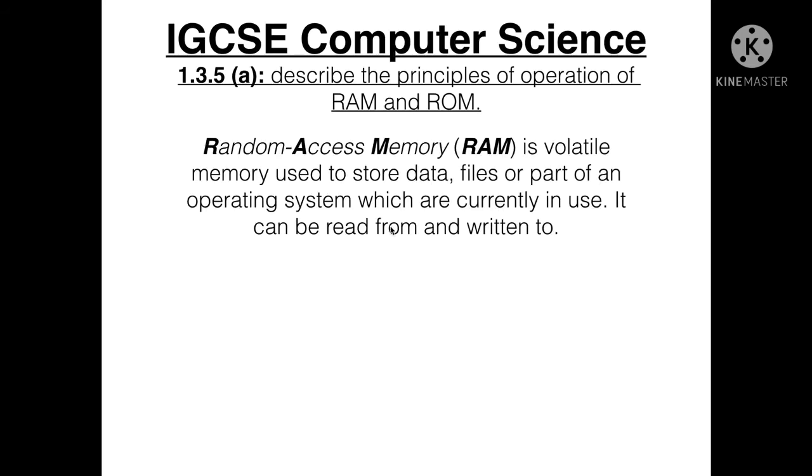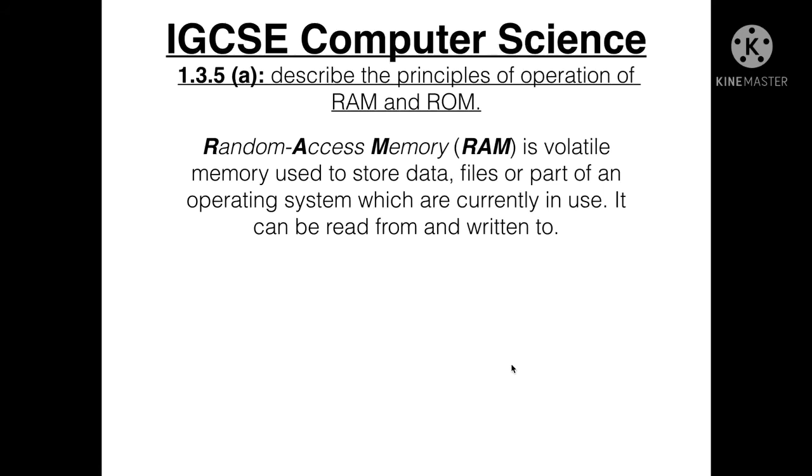So let's start with RAM. Random access memory is volatile memory used to store data files or part of an operating system which are currently in use. It can be read from and written to. So it's important here, currently in use. So data files or parts of an operating system which are currently being used.